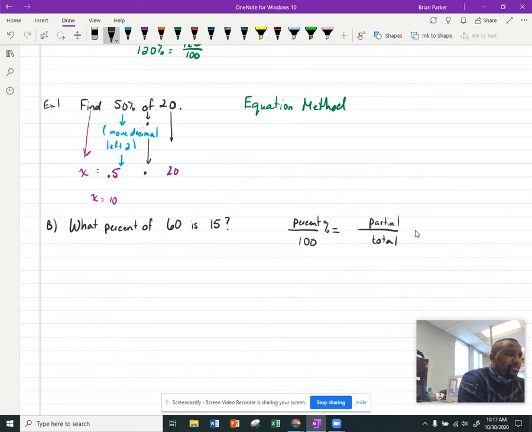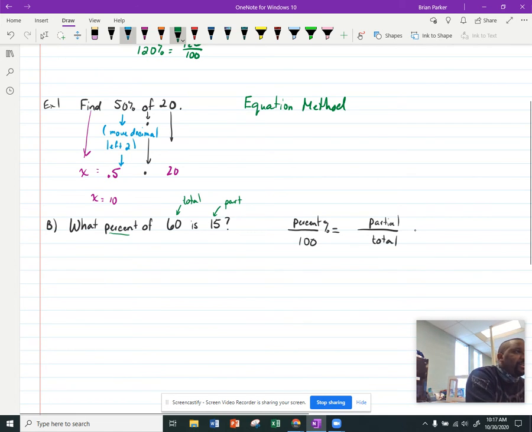So when it says what percent of 60 is 15, this is obviously the percent that we're looking for. If we're saying what percent of 60, that means that 60 is our total, and apparently 15 is just part of that total. We'll still use our same method and translate this. What percent? That means I don't know what we're talking about, so we're going to call that W. And of means, once again, to multiply. 60 is just a number.